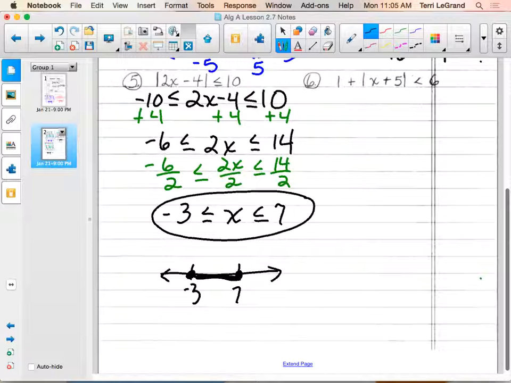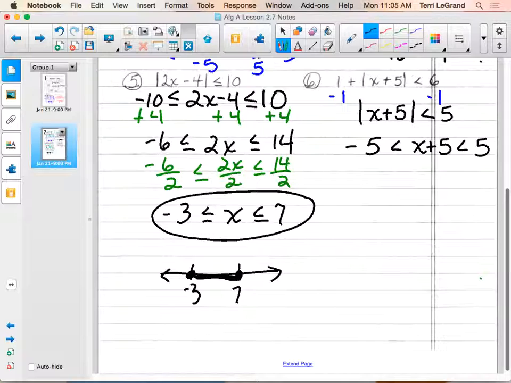Okay, how about our last one here, number 6? What's going to be our first move? Devontae, what's your first move? Subtract 1 from both sides. We don't have a compound inequality yet. We don't have to worry about 2 regions yet. Okay, now we have our absolute value expression x plus 5 by itself, and it has to be less than how many units away from 0? 5. Okay, so are we ready to set up our compound inequality? Yes. Okay, so it's going to be negative 5 is less than x plus 5 is less than positive 5.